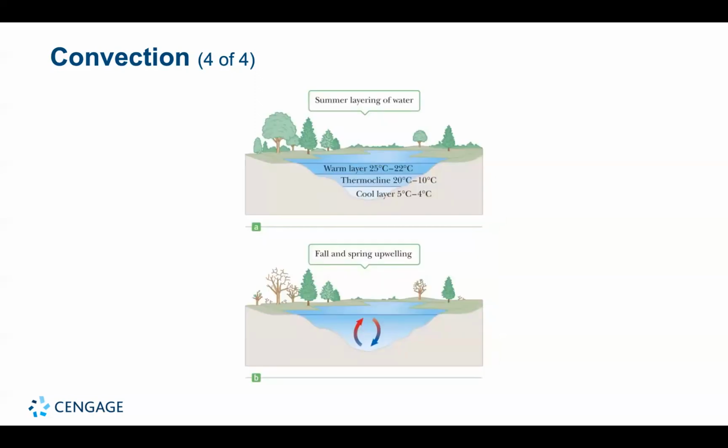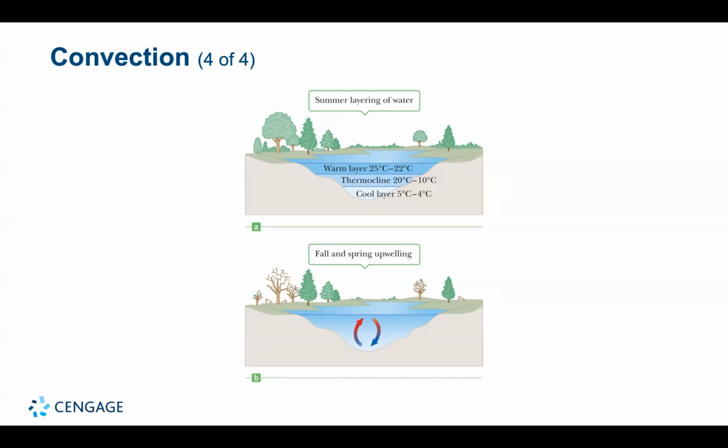Here we're looking at a figure. In the top figure, during the summer, a warmer upper layer of water is separated from a cooler layer by a thermocline, and the convection currents below, during the spring and fall, mix the water and can cause algae blooms. Just a couple of things that you might have experienced. You may have seen algae blooms in a lake or pond during the spring or fall. These are caused by convection currents in the water.